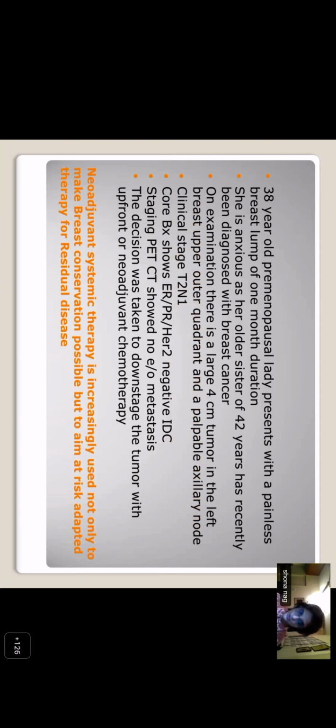Core biopsy shows triple negative, PET scan normal, so a neoadjuvant decision is taken, giving chemotherapy upfront to shrink the tumor, to improve her cosmesis, to look for pathological complete response, and to see in which risk group she belongs, and if she has residual tumor, perhaps to give her more treatment.